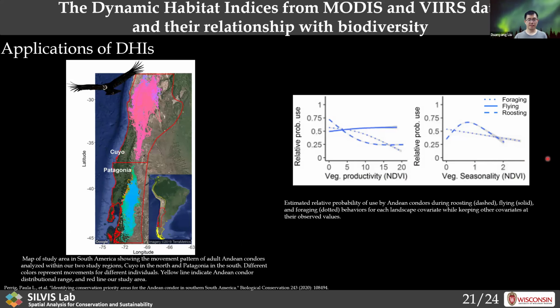Here is the second example of how the DHI was used to identify the behavior of anacondas in South America. This work was done by Paula, who is from Argentina and got her PhD at the University of Wisconsin. Those authors found that the probability of foraging and roosting is lower at a place where the cumulative and variation DHI are high, but the probability of flying over a place is not related to the DHI. This result is helpful for monitoring the anaconda population.